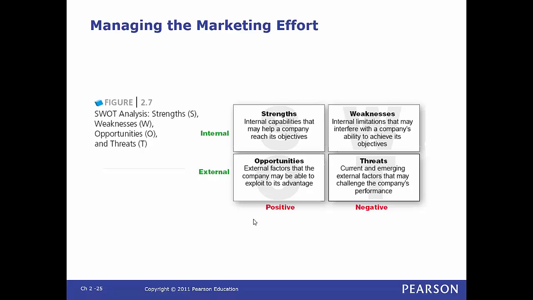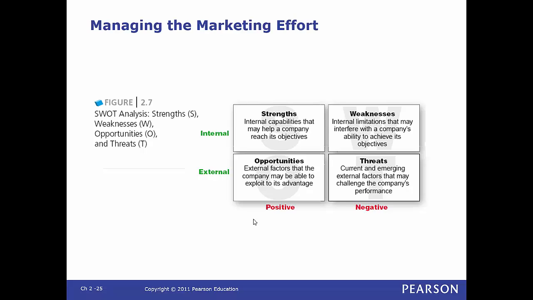The 2 internal factors are the strengths and the weaknesses. And the strengths are the internal capabilities that might help the company to reach its objective, whereas the weaknesses are the internal limitations and pitfalls that might prevent the company from achieving its objectives. And the 2 external factors are the opportunities and threats. And the opportunities are the external factors that the company might be able to exploit to its advantage. And the threats are the current and emerging external factors that might prevent the company from achieving the objective.